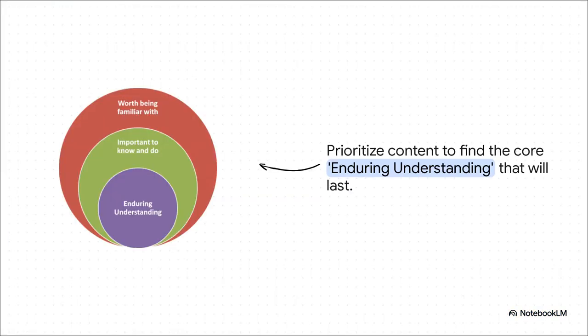This is such a great way to visualize it. Think of all the stuff you could teach. Some of it is just worth being familiar with. Then a smaller circle is stuff that's important to know and do. But right there in the center, that bullseye, that's the enduring understanding. These are the big transferable ideas that are going to stick with students years from now, long after they've forgotten the little facts and dates. UBD forces us to focus right on that core.